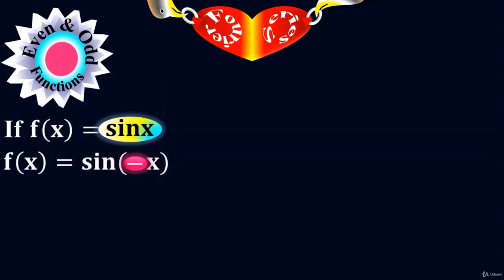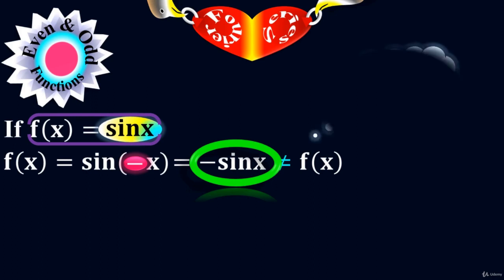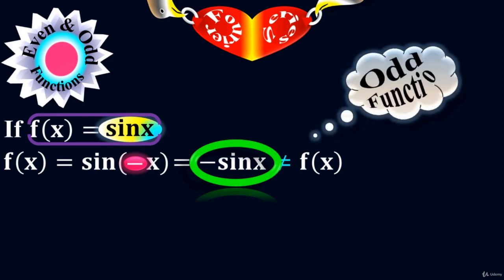Now let me take a trigonometric function. If f of x equals sine x, and I multiply the variable x by minus, it equals minus sine x, which is not equal to f of x. My function is sine x here, and when I multiply the variable x by minus, it equals minus sine x, which is not my original function, because my original function is plus sine x. So sine x is an odd function.